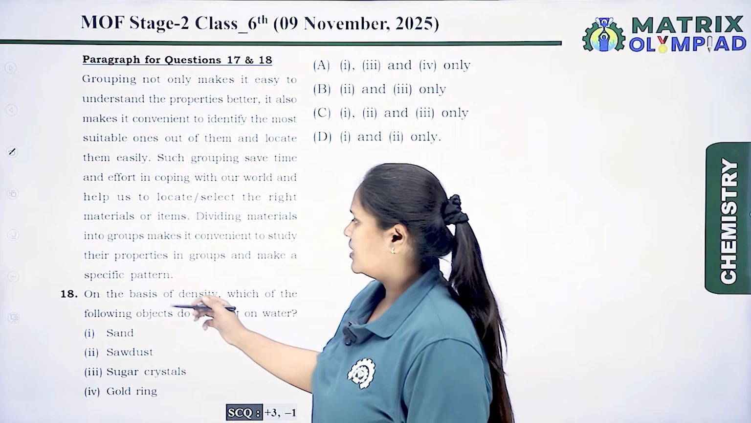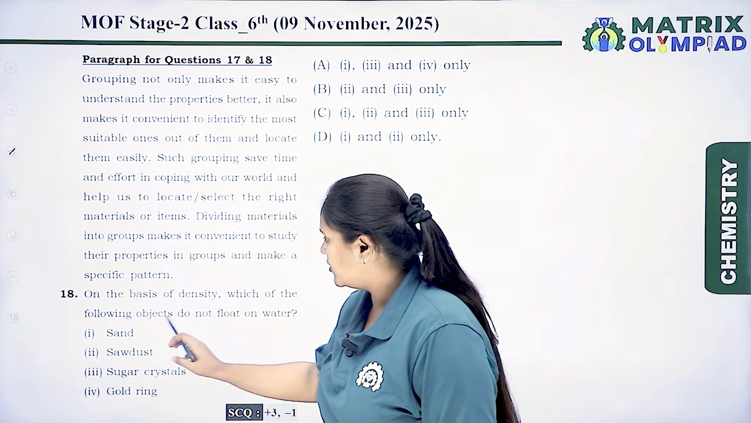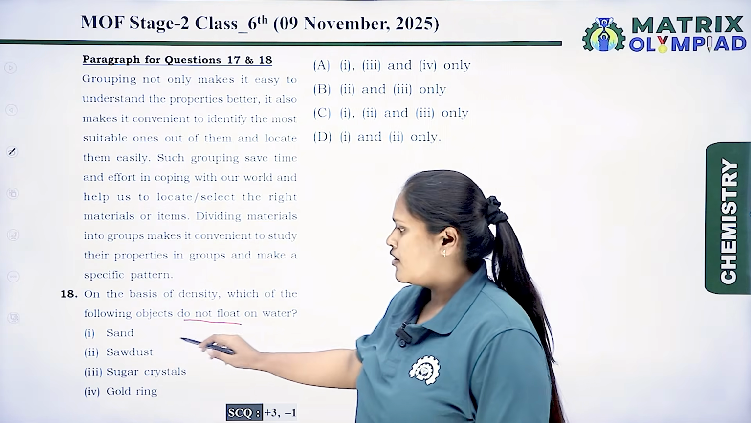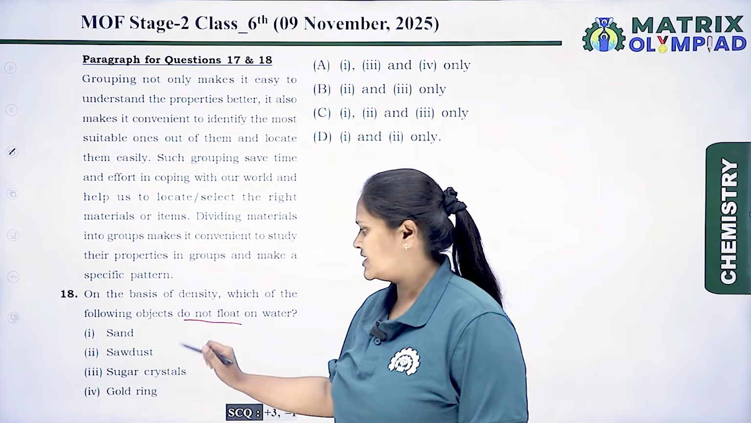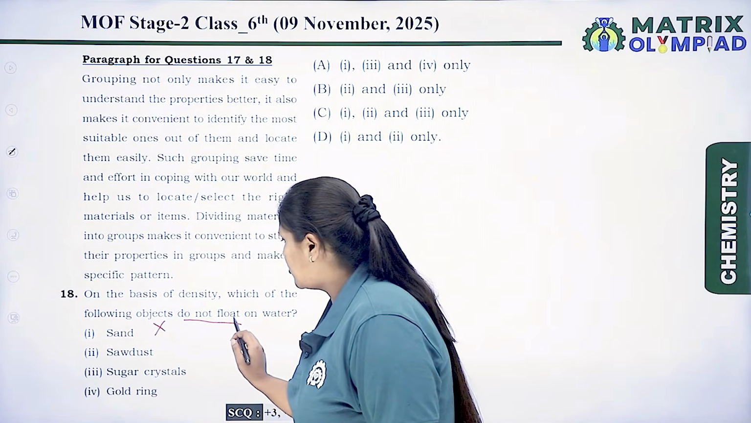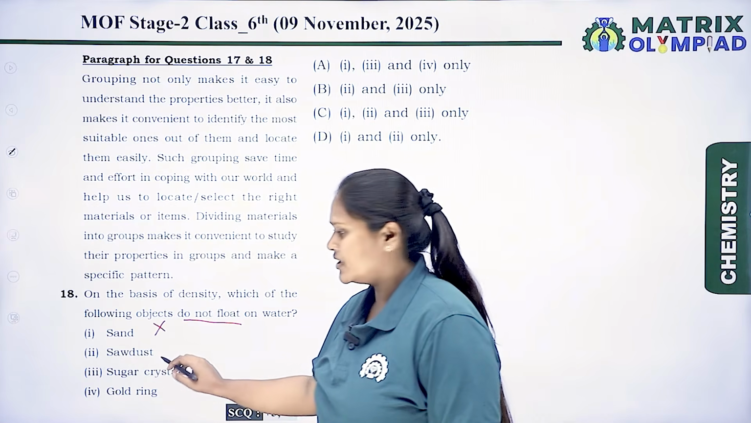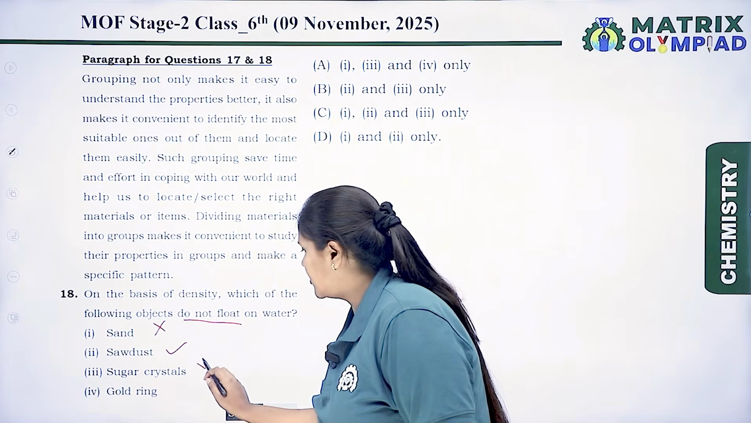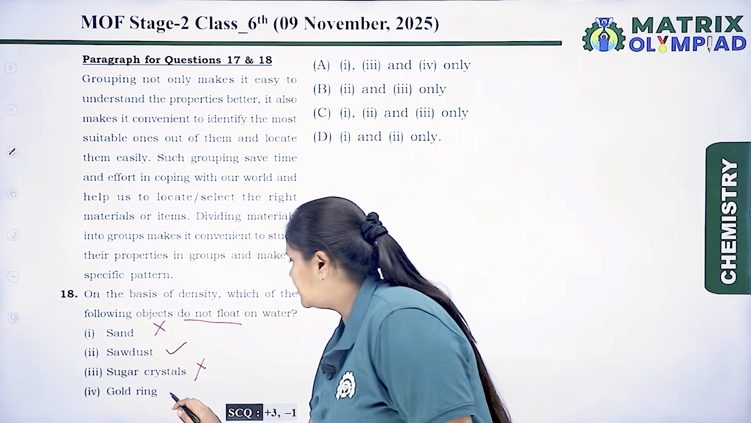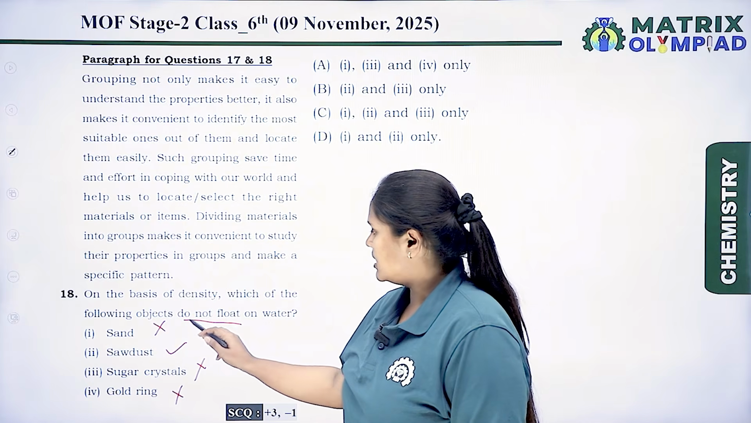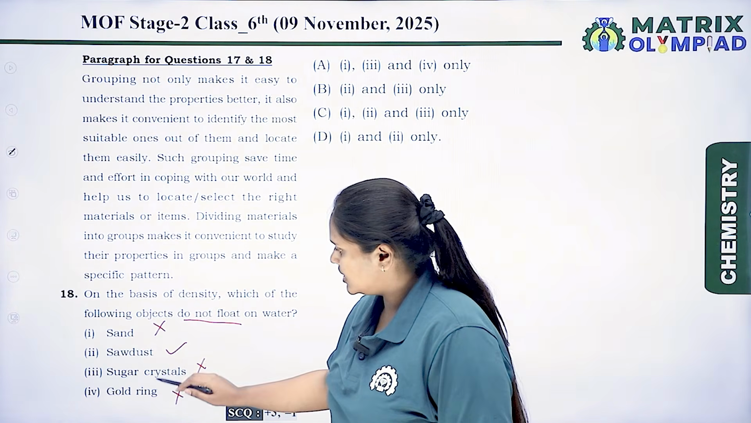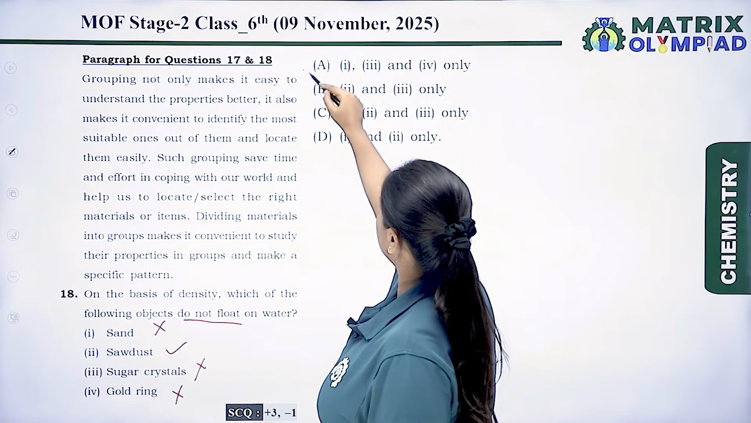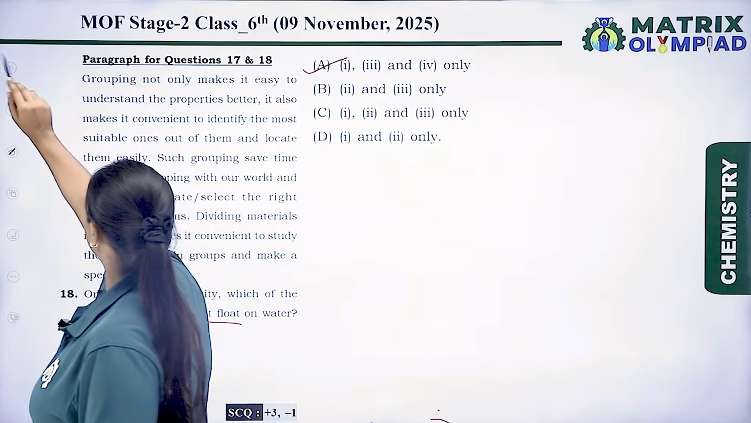Question number 18. On the basis of density, which of the following objects do not float on water? Do not float on water. What do you think? Does sand float on water? No, sand sinks in water. Sawdust floats on water. Sugar crystal also sinks in water. And a gold ring also sinks in water. So in this question, it is asked, do not float. So sand, sugar crystal and gold ring. The options are first, third and fourth. It is option A. Now come to the next question.